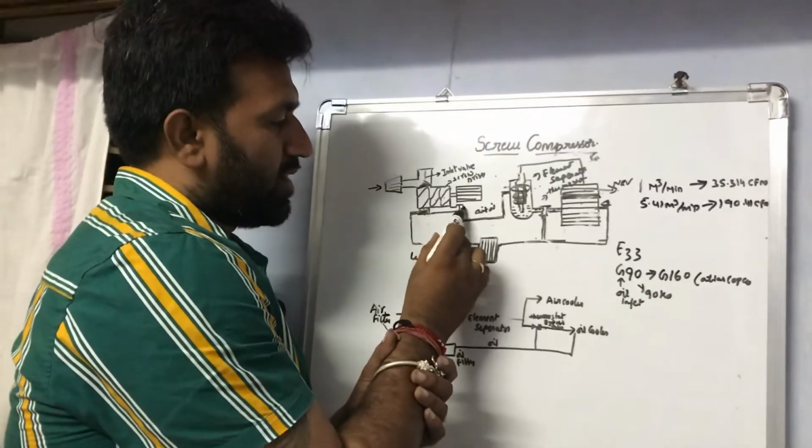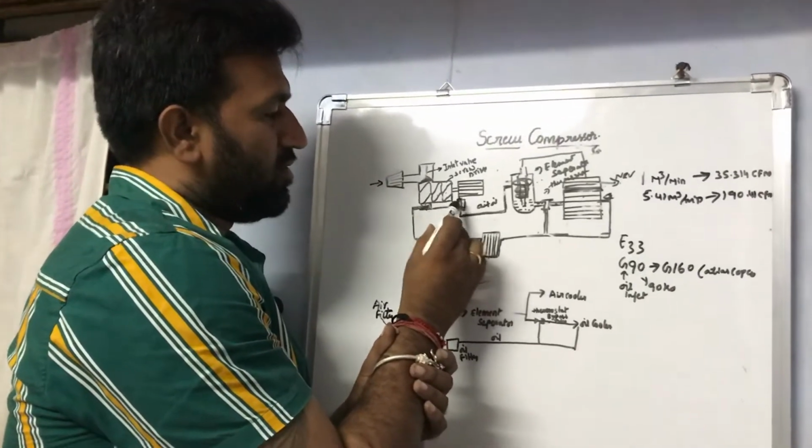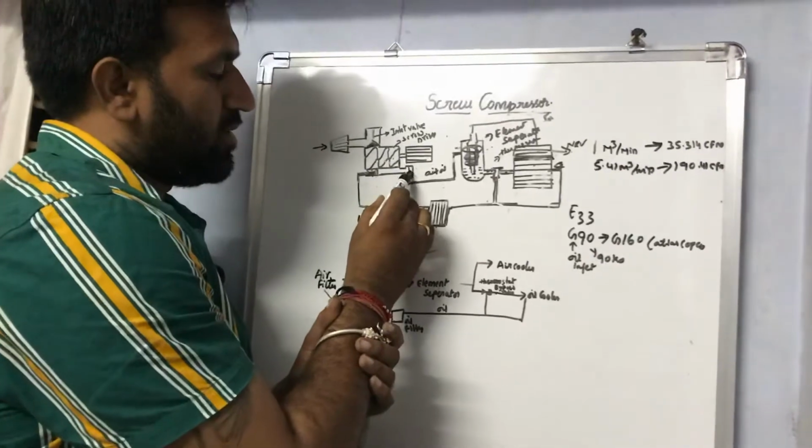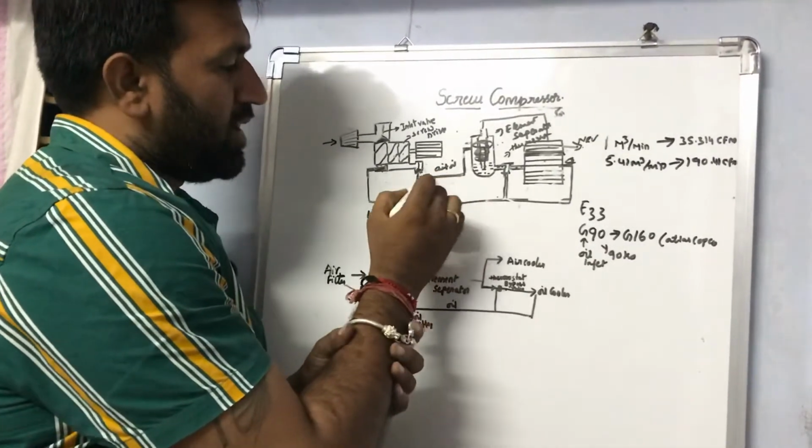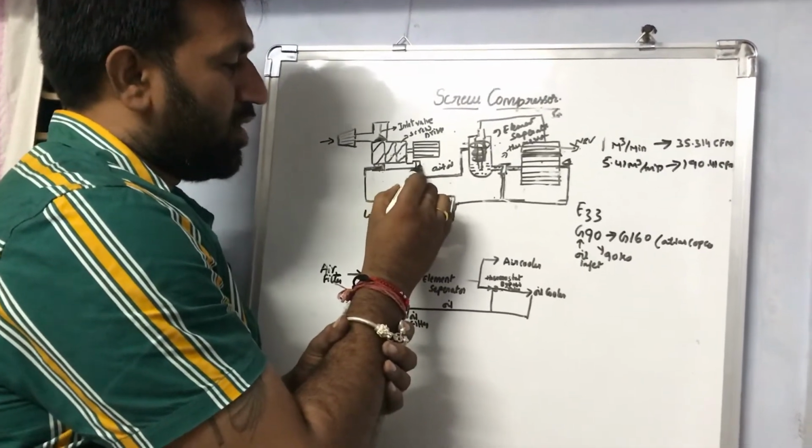Again, there is a check valve over here. Why is this check valve used? Because when air passes through this, the air should not come back and return. That's why we are using a check valve.